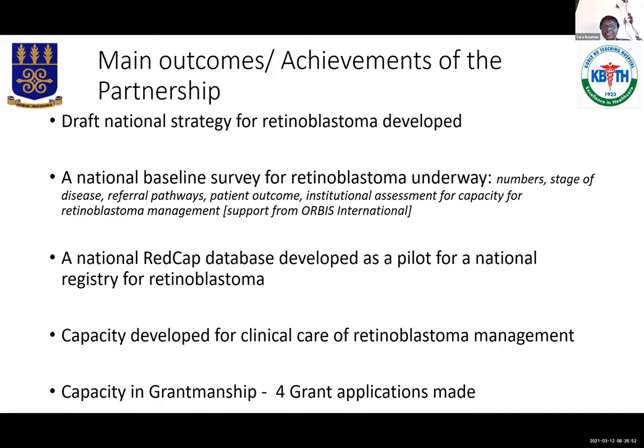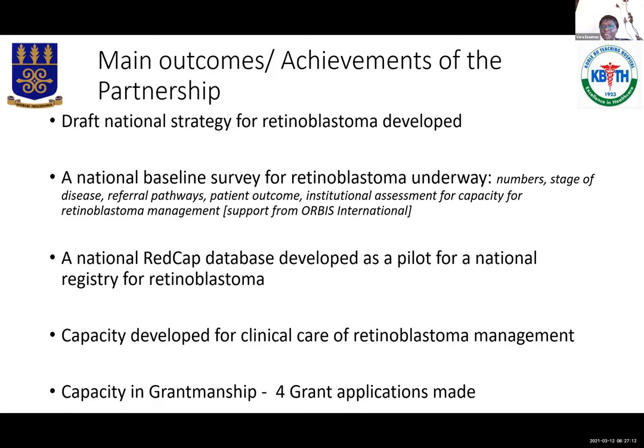There has also been capacity development in retinoblastoma care. And now my center is able to provide care. No child is going out of the country to other parts of the world as we used to do in the past. Now we are able to offer laser treatment.